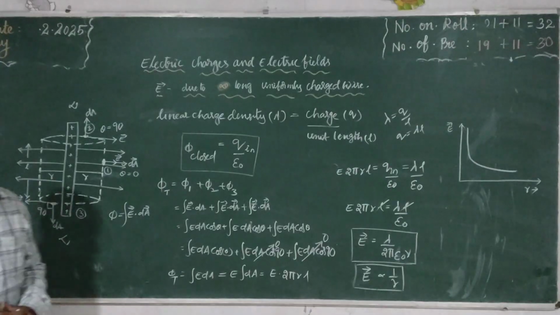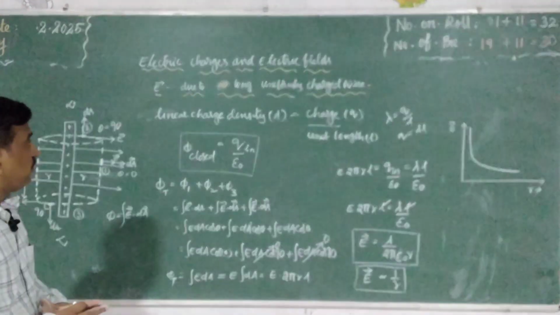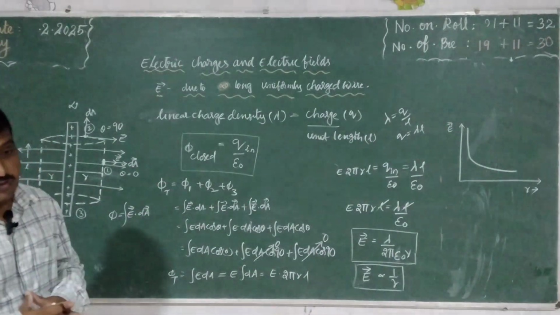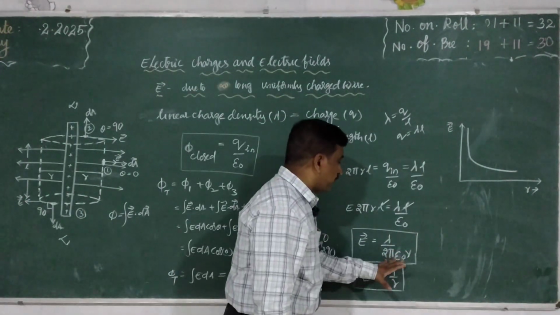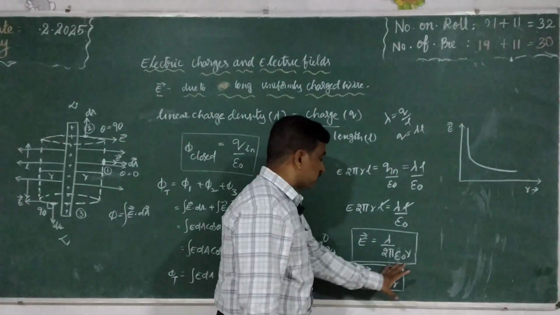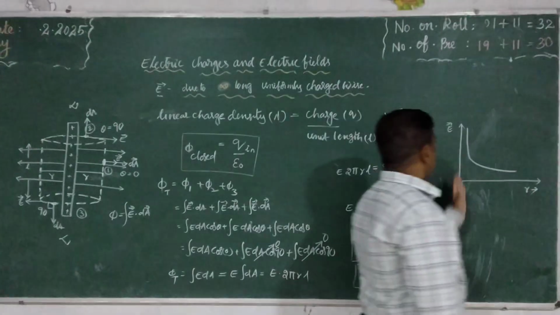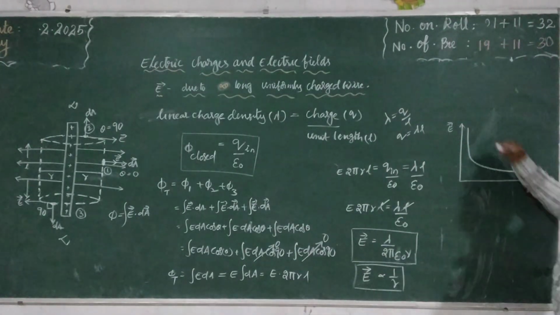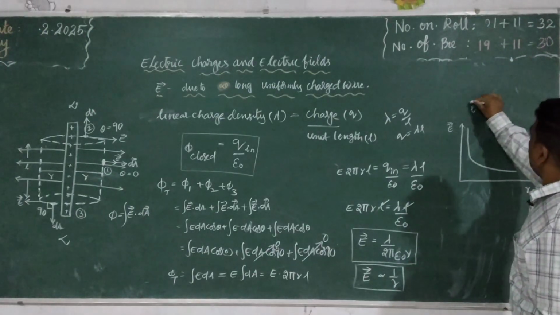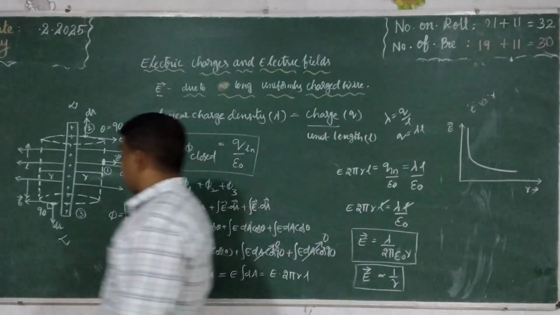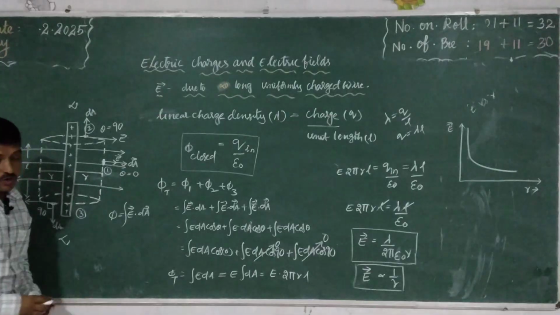What is the electric field due to an infinitely long uniformly charged wire? This is the electric field: E equals lambda by 2 pi epsilon naught r. So E is proportional to 1 by r. This is the graph for E versus distance r from the infinitely long uniformly charged wire.